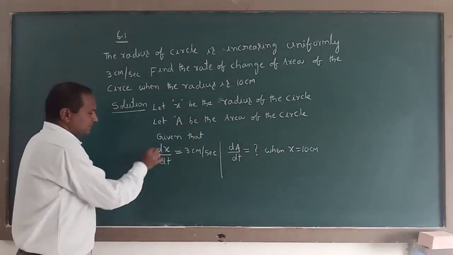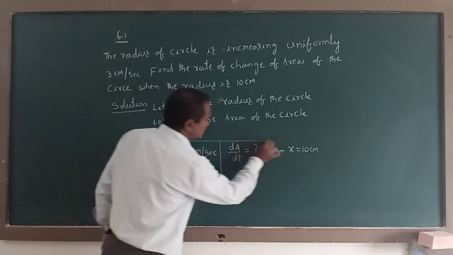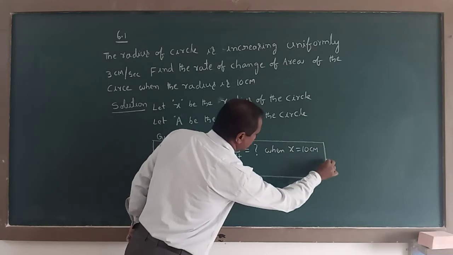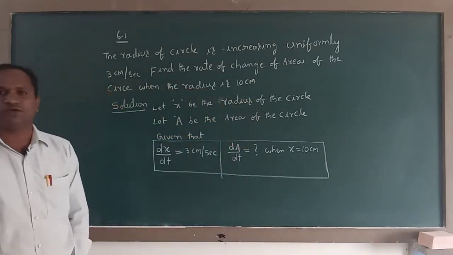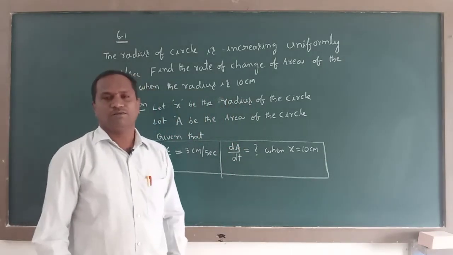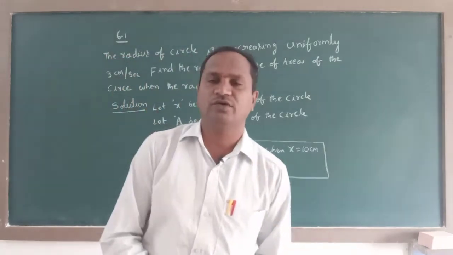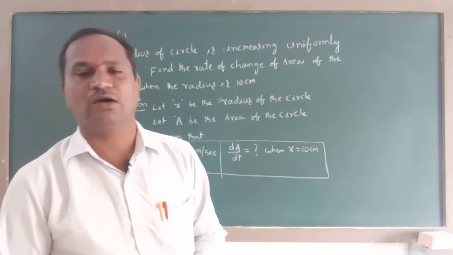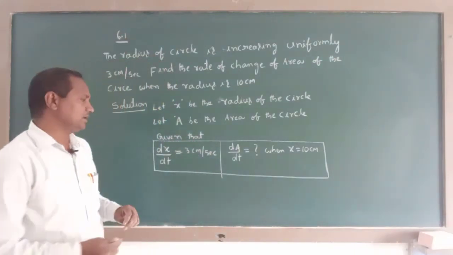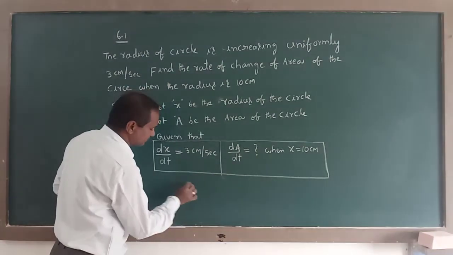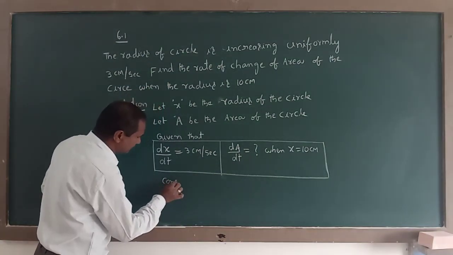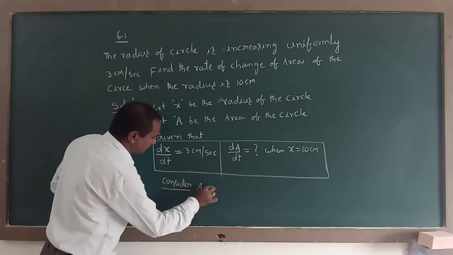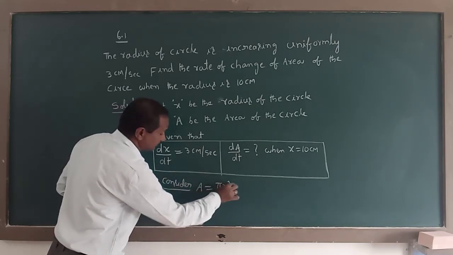What is the area of circle formula here? This is given in the question. Here they are asking a question on the rate of change of area of the circle. When they ask the rate of change of area of a circle, we have to apply the area of circle formula. What is the area of circle formula here? Consider A is equal to πx square.